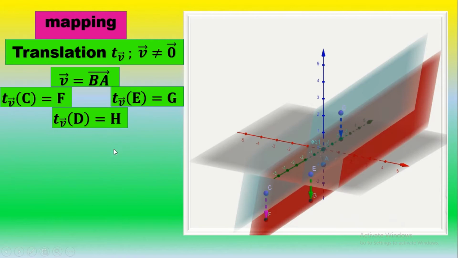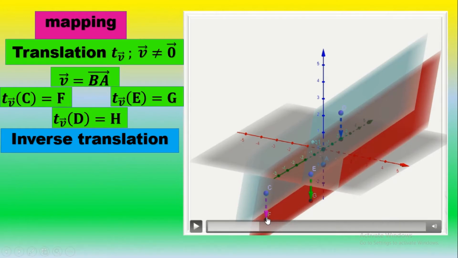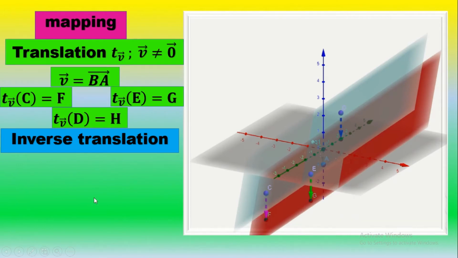What about the inverse of this translation? If we talk about the inverse of this translation, the inverse of any function, we think what point gave us the image. For example, what point gave us the image F? Isn't it C? C is translated to give us F. So the inverse translation of F is the point C. We can say that T minus 1 of F under the vector V is the point C.